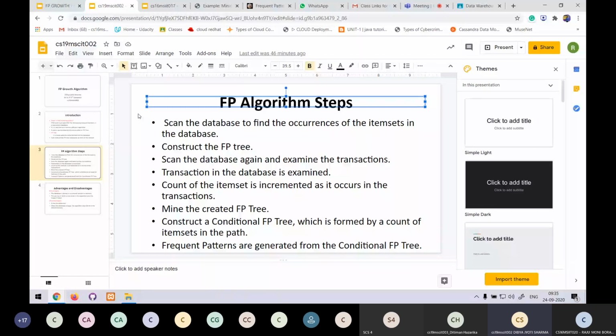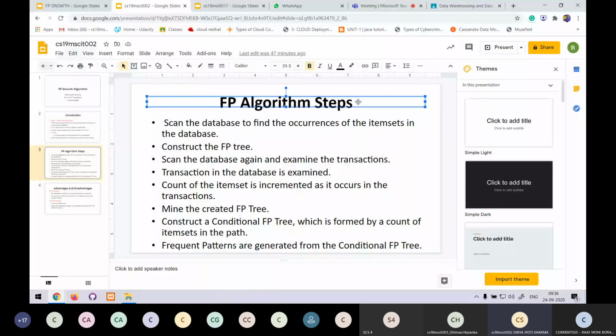The last, sixth step is to mine the FP tree. For this, the lowest node is examined first along with the link of the lowest node. In the seventh step, construct a conditional FP tree, which is formed by a count of item set in the path. The last step is frequent patterns are generated from the conditional FP tree. Next, we go to the advantage and disadvantage slide.